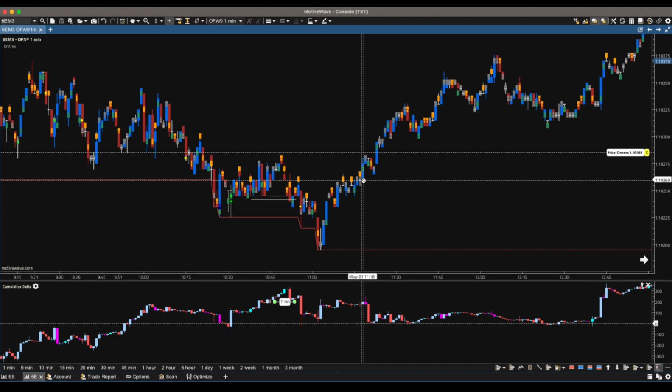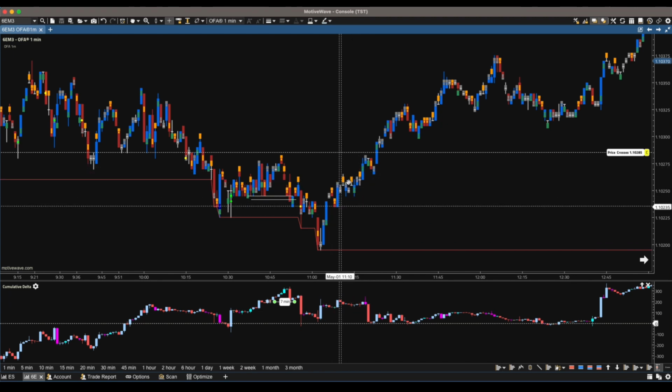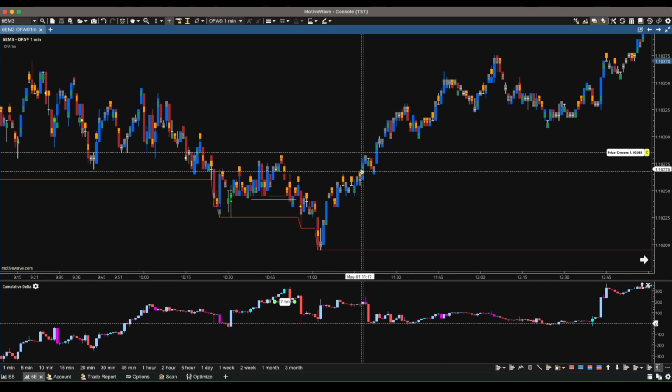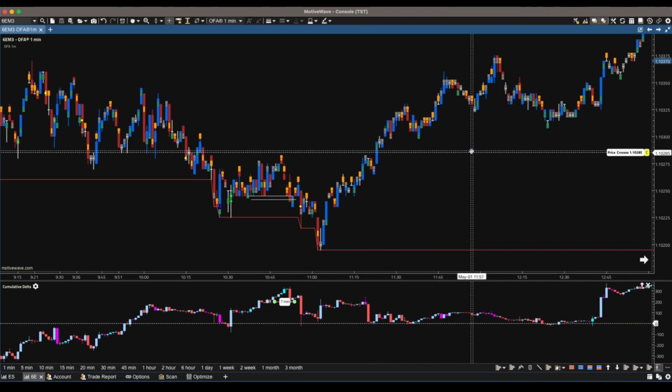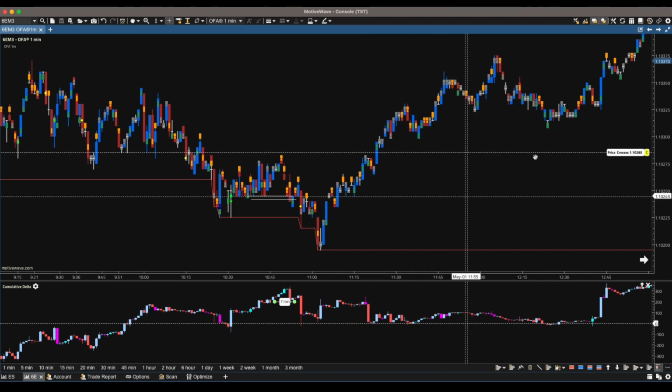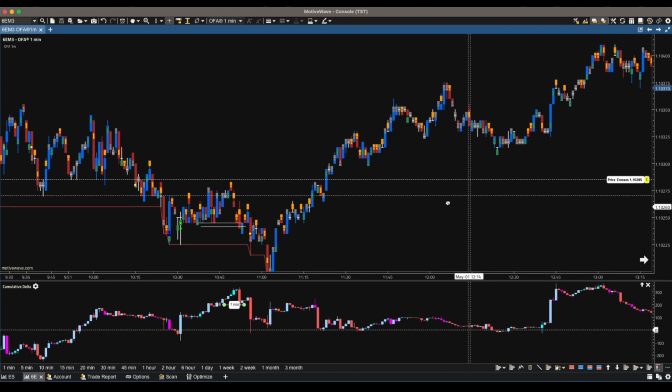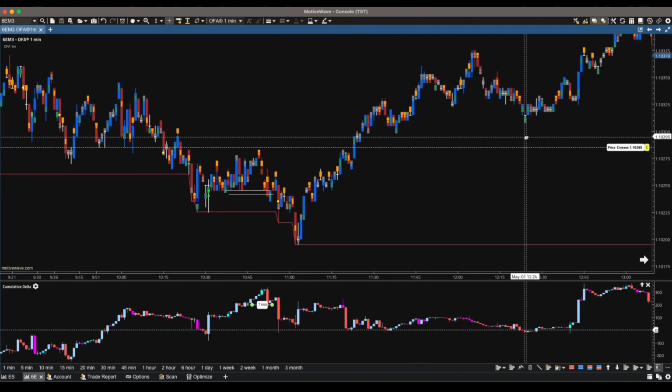What does it mean? It means that you need to know how to read if there is a real break of structure, or for example a liquidity grab, a stop run, or an absorption.